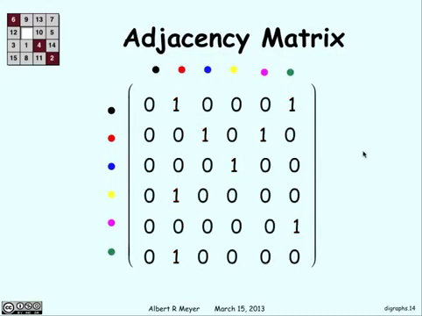And this is called an adjacency matrix. As you can see, it uniquely defines a graph. Every edge is represented here, and every one of the vertices is represented here. So any graph can be drawn up this way.